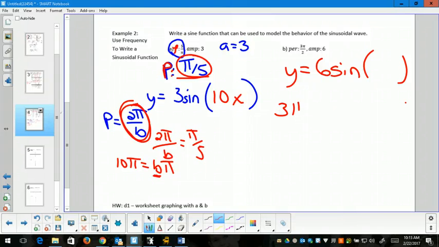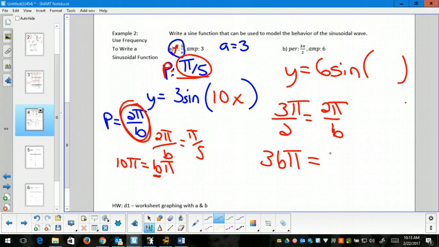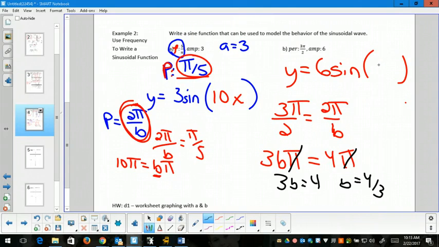So here's the period, 3 pi over 2, and we know that that's equal to 2 pi over b. So you cross multiply, you've got 3b times pi equals 4 pi. Obviously you can divide by pi and drop the pi. So then I'm solving for b. 3b equals 4, divide by 3, b is 4/3. So this would be 4x over 3 or 4/3 x.